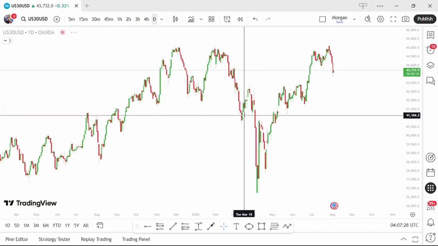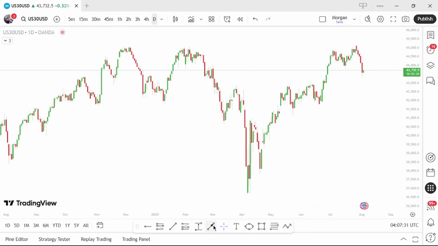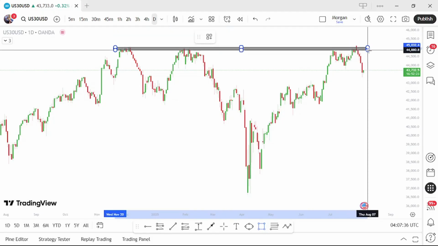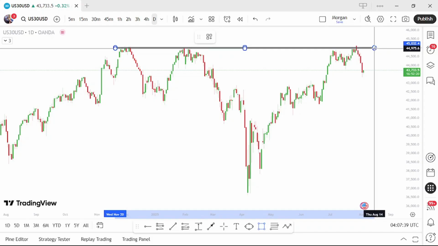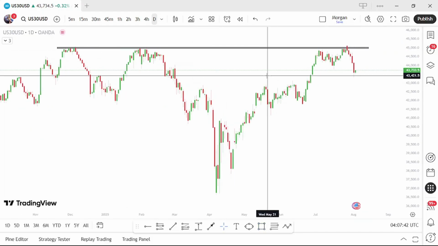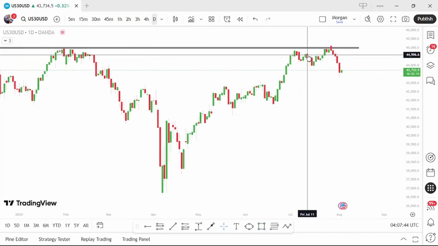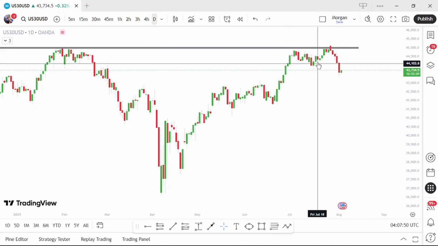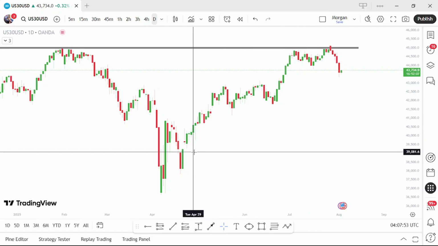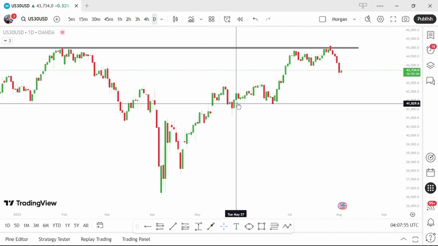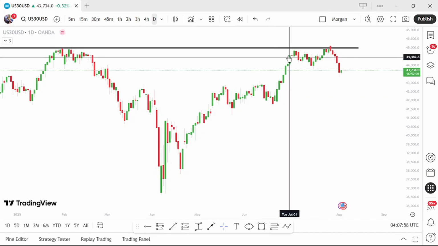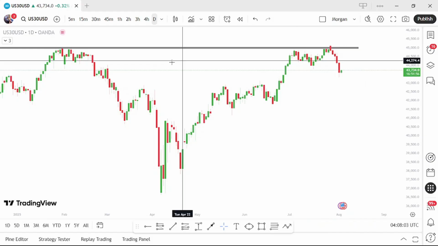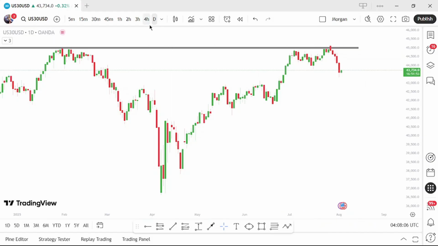If you go to the daily time frame, what are you going to see? Price on the daily time frame comes here and hits this very interesting long-term resistance, rejects, and then takes out this low. That is what the daily time frame tells us. We got a higher high, higher low, higher high, higher low, and then price comes in and takes out this low. That's the daily time frame story.